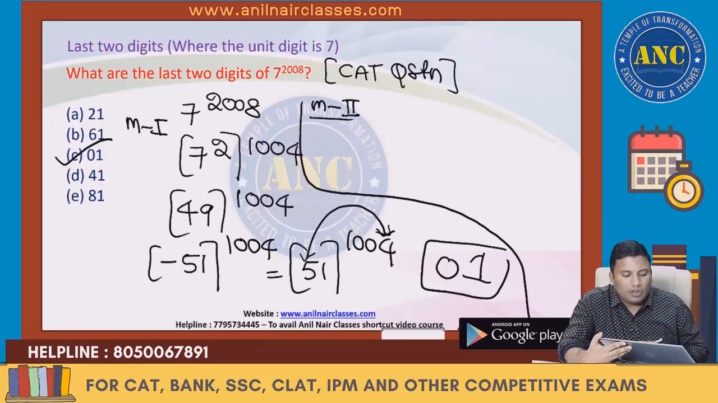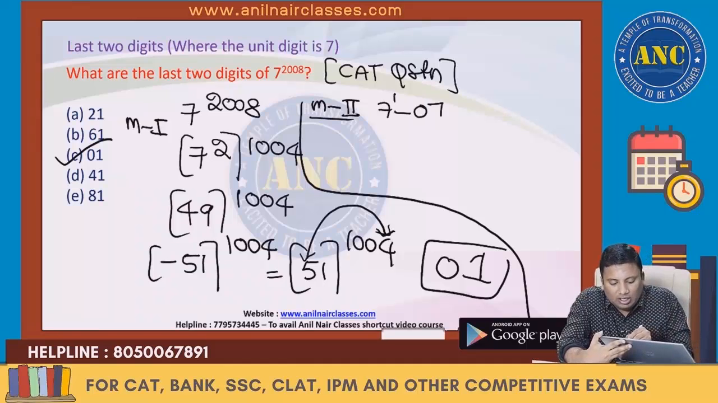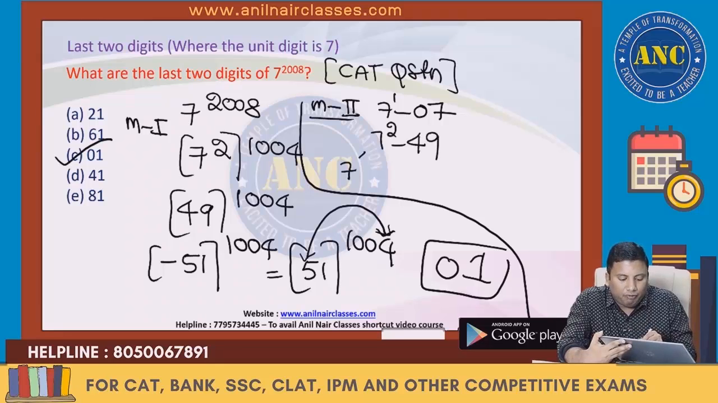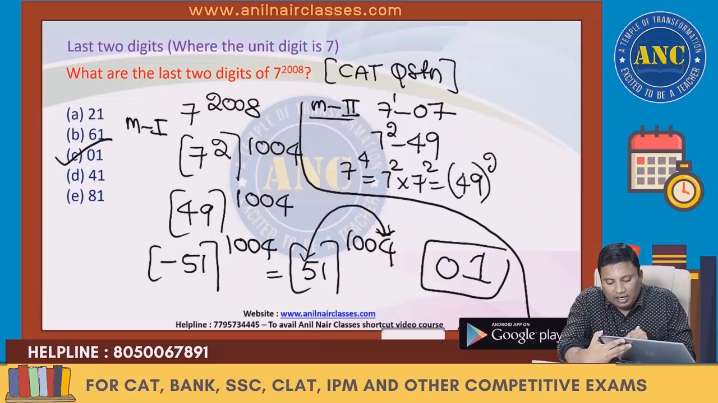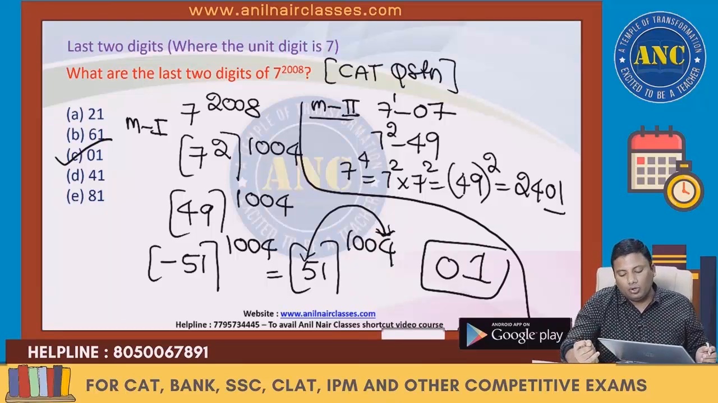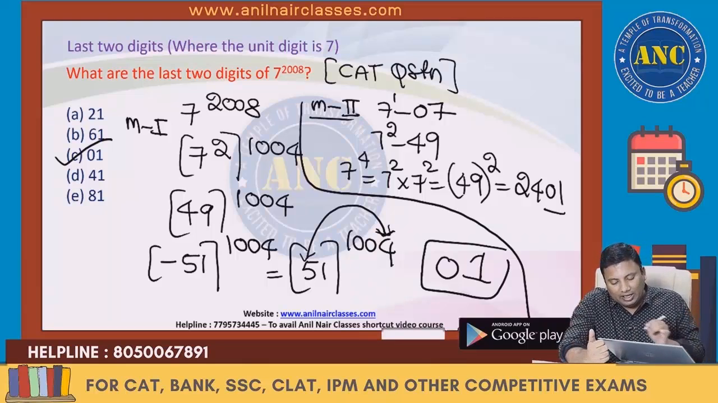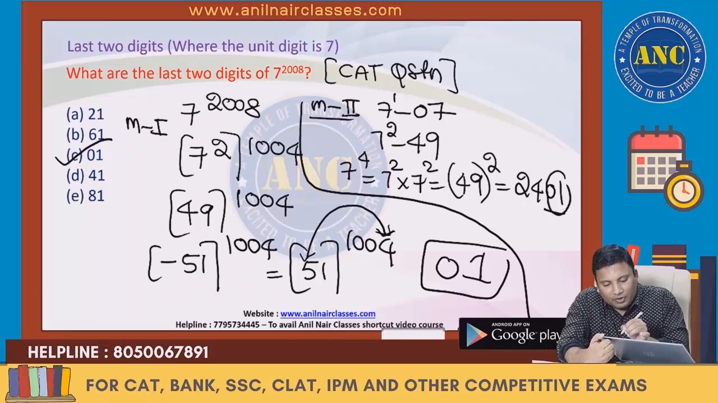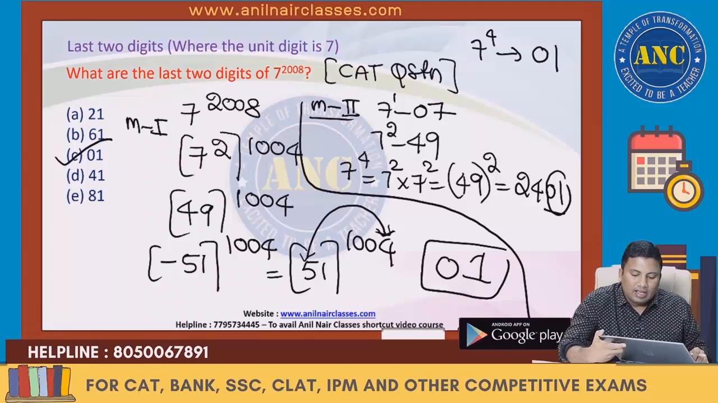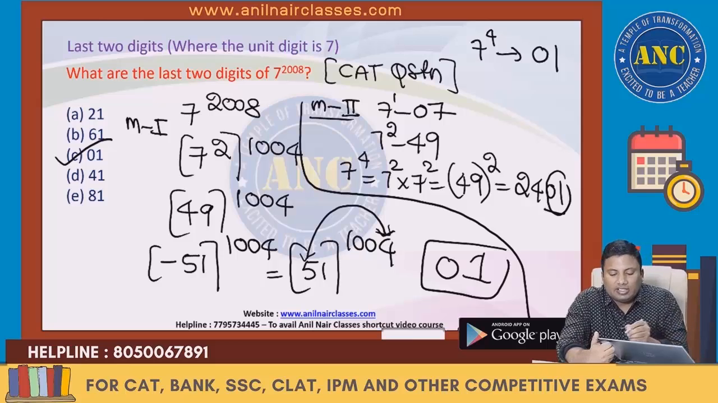Method 2. If you observe closely, 7 power 1 is 07. 7 square is 49. 7 power 4 is 7 square into 7 square, 49 into 49. 49 square is 2401. I will tell you in my next slide how to do squares very fast. So 7 power 4 has last two digits 01.